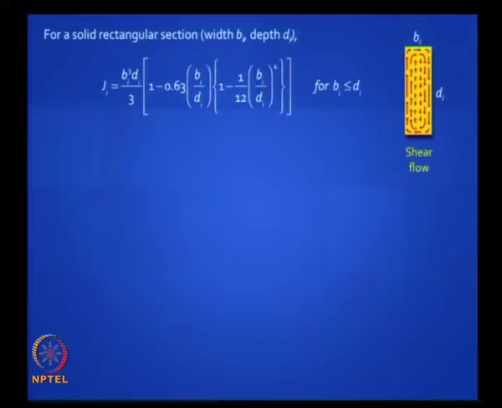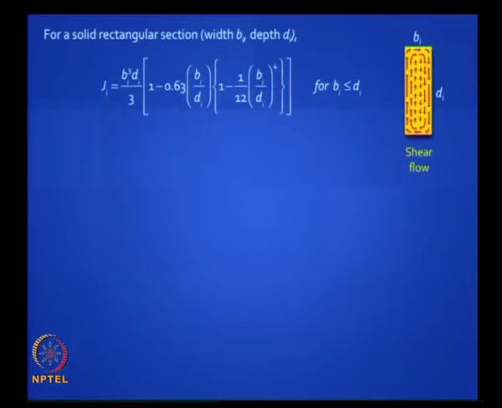If so, in a rectangular section, the value of J can be shown to be as shown in that expression. It is a function of B and D. B is the width of the section, D is the depth of the section. B is assumed to be less than D, otherwise you have to interchange the terms.